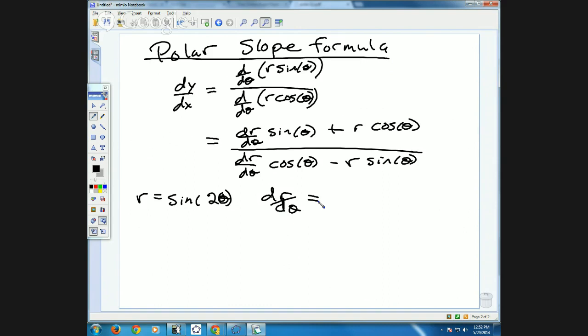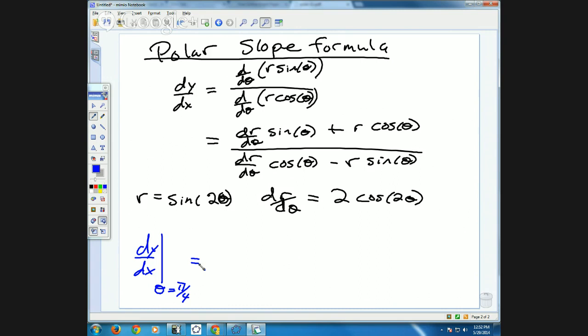Two cosine theta, 2 cosine 2 theta, right? All right, so we want to drop those in place of r and dr d theta, and then we want to evaluate that when theta is pi over 4. So next step, we're trying to find dy dx evaluated when theta is equal to pi over 4.